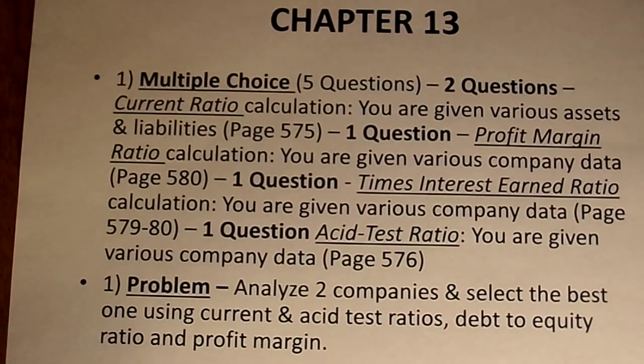So I'll tell you exactly where the first 5 multiple choice questions come from. There's a problem on the test, 4 of them in total, but 1 from chapter 13. Analyze 2 companies and select the best one using current and/or the acid test ratio, the debt to equity ratio, and profit margin.